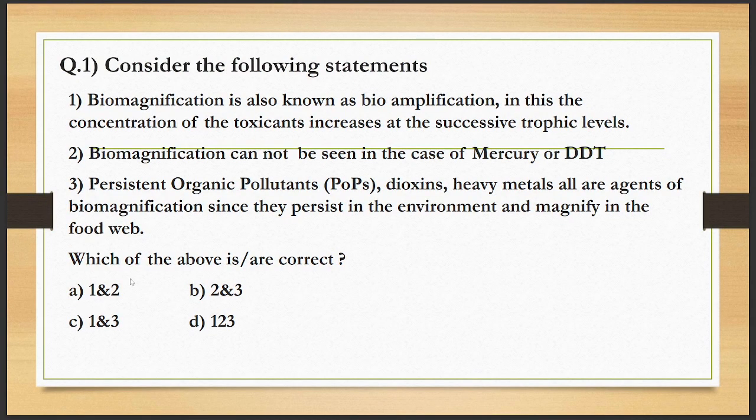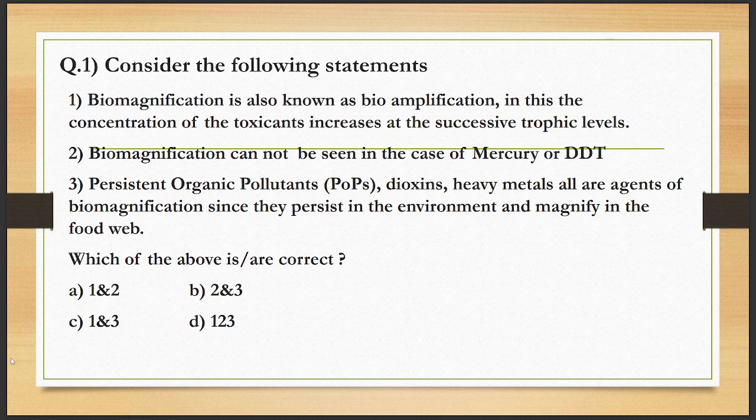We are practicing 15 MCQs from the environment and ecology portion. The first question on your screen: consider the following statements. Statement 1: Biomagnification is also known as bioamplification. In this, the concentration of the toxicants increases at the successive trophic levels.